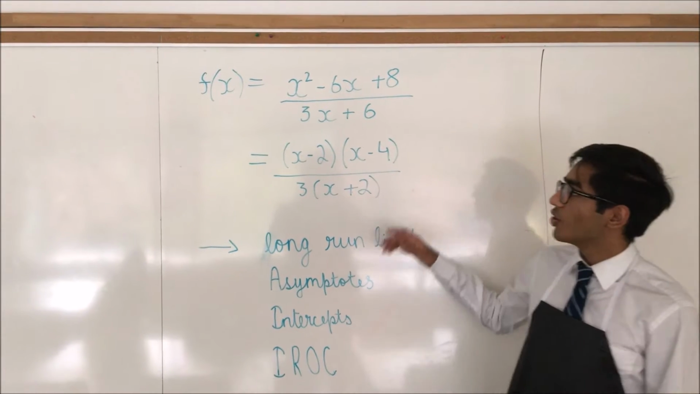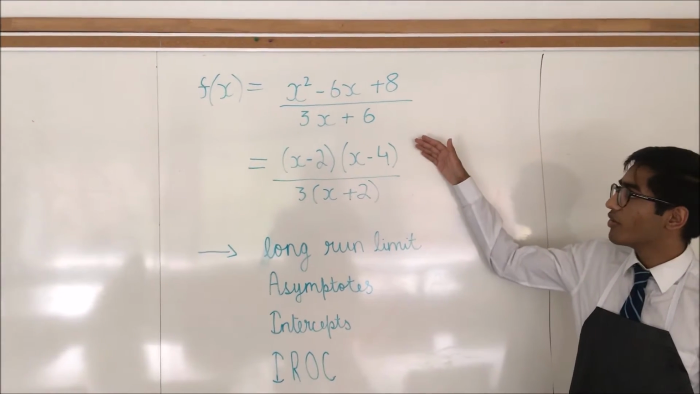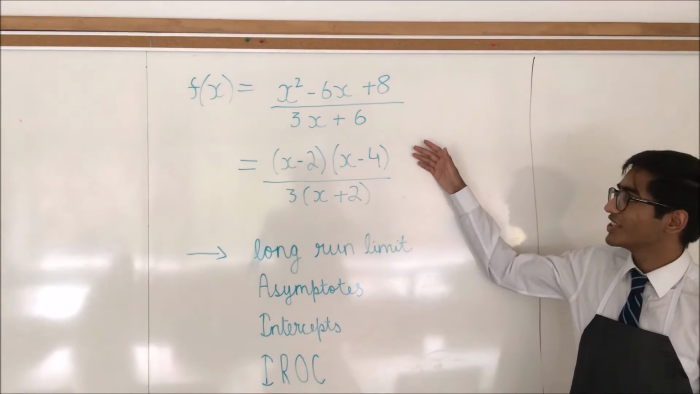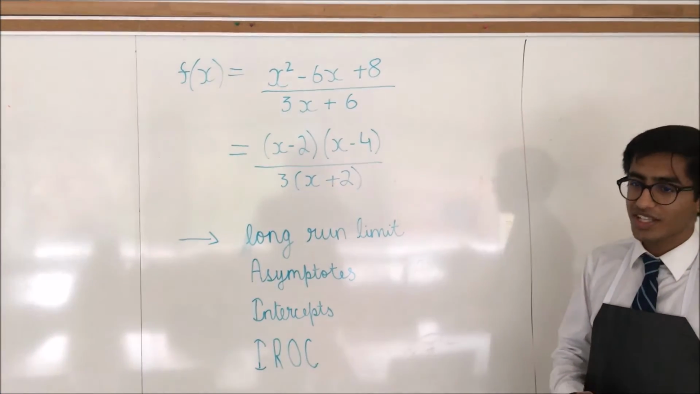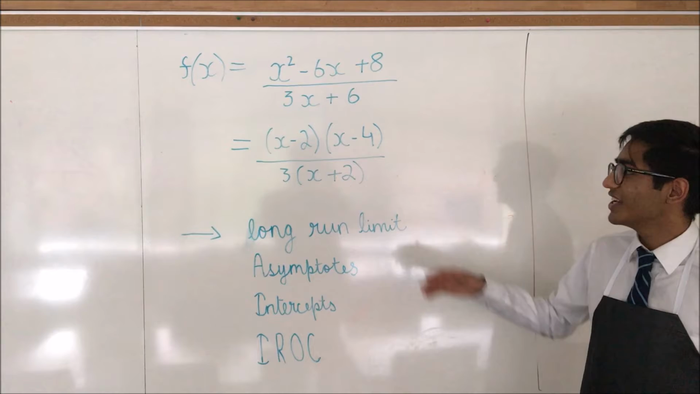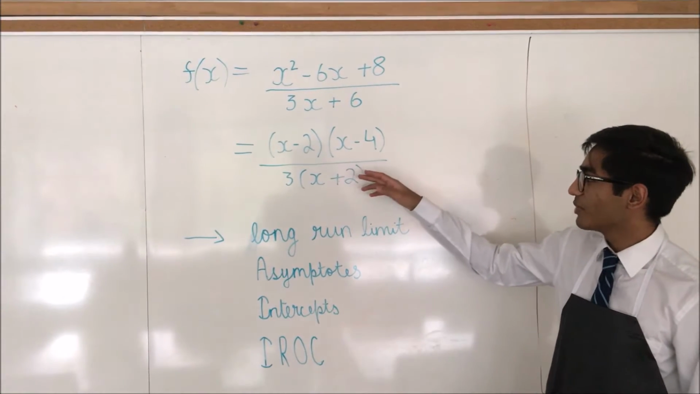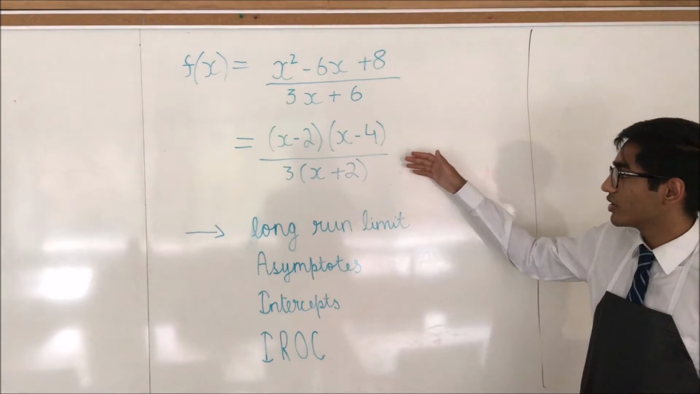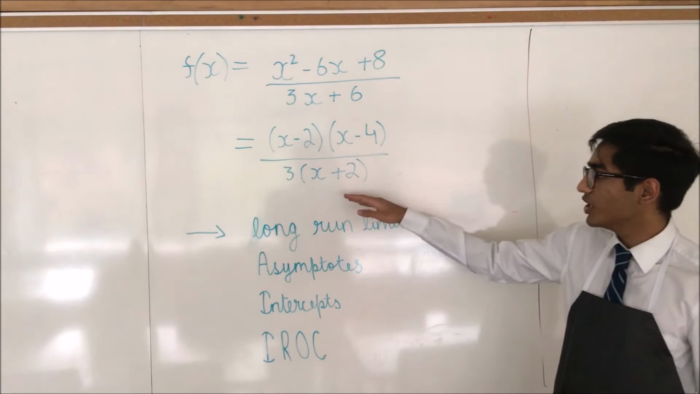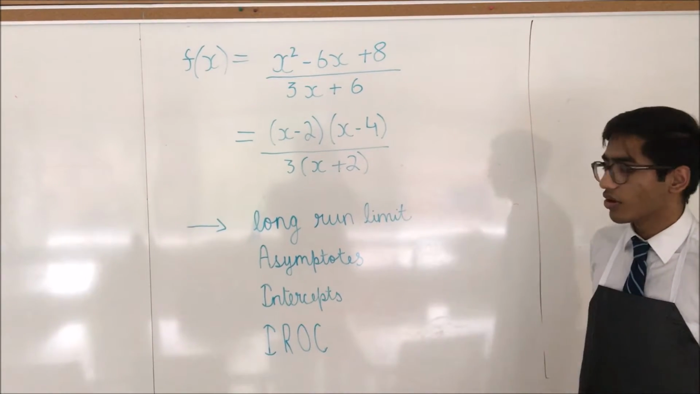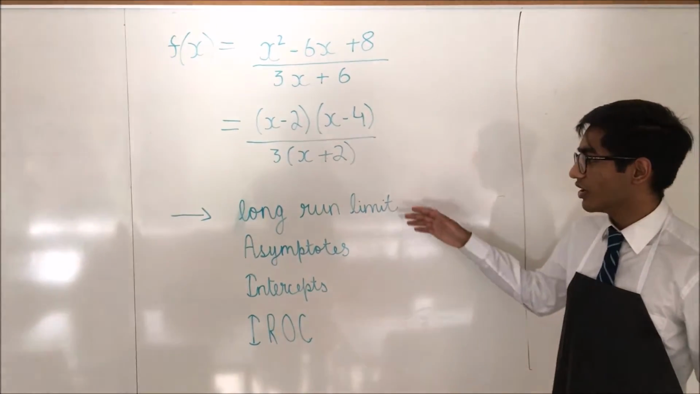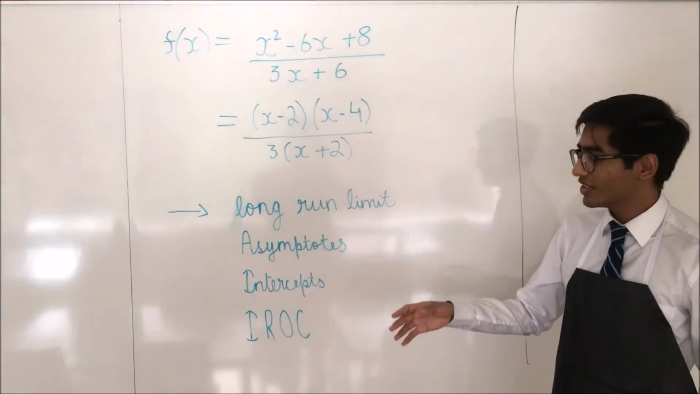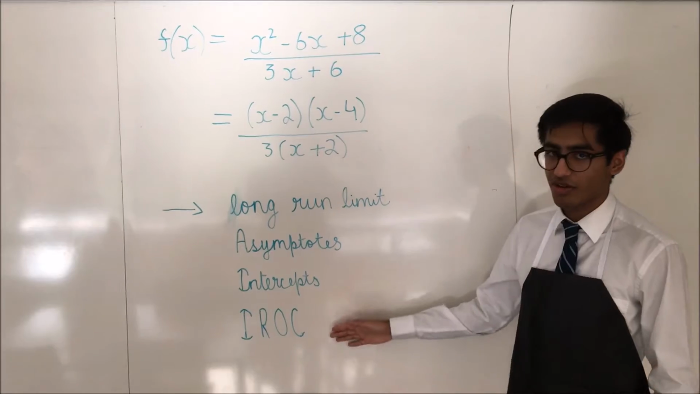Hello everyone. So we found the element in the unrefined form of x squared minus 6x plus 8 divided by 3x plus 6, and we factored it to refine it and shine it into x minus 2 multiplied by x minus 4 divided by 3 times x plus 2. So what we're going to be going through in this video will be the long run limit of the element, the asymptotes, the intercepts, and the IROC.